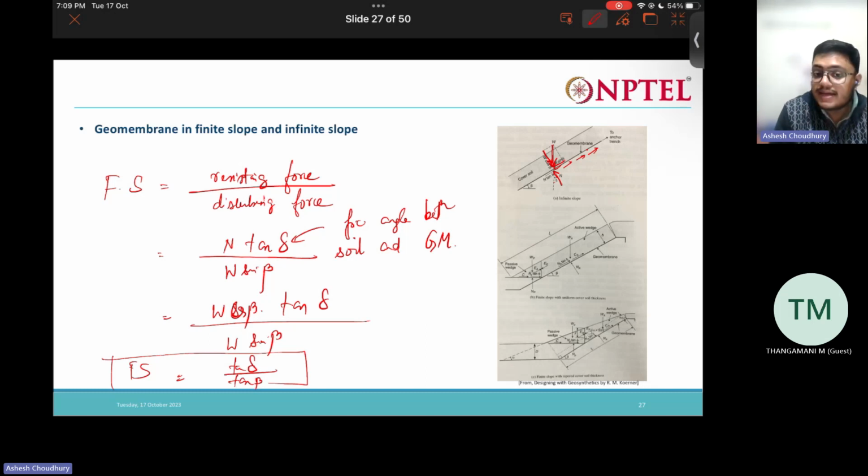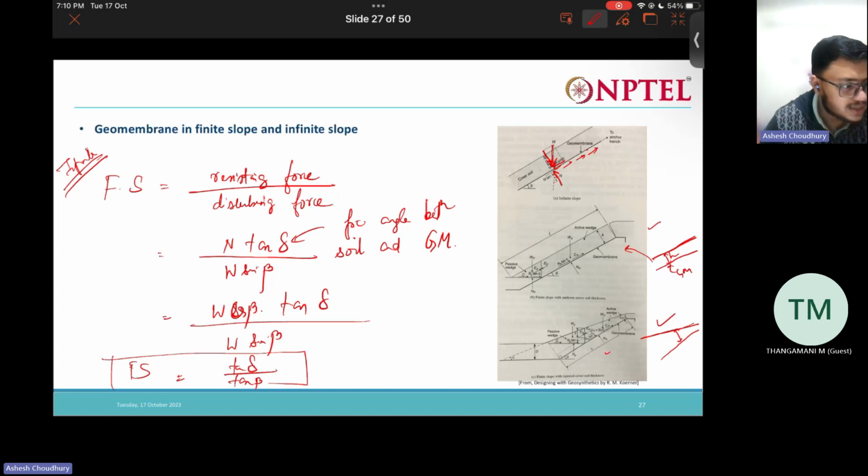Okay. Then we have the case of finite slopes. This was the case of infinite slope. Then we have the case of finite slopes. So there are two cases in finite slopes. One is that you have a uniform covered soil. The geomembrane is placed here, you have a uniform thickness of covered soil, like this. The other case may be this is the geomembrane and the covered soil is tapered. This thickness is actually not the same.